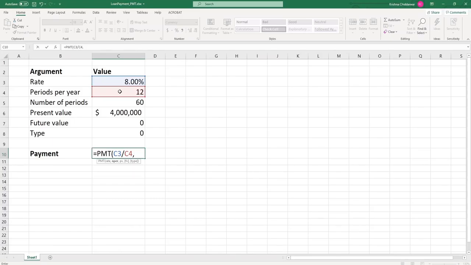Next is the total number of periods, that is C5, then a comma, and the present value, the amount you're borrowing, C6, then comma, and then future value is in cell C7, comma, and then the type, we are going to assume that we are going to make payments at the end of the period, so type 0, right parenthesis, and enter.